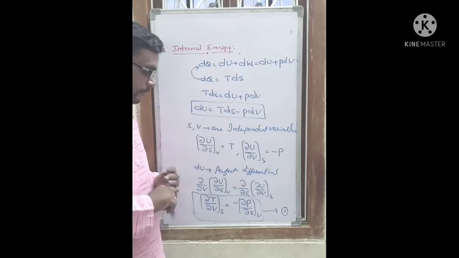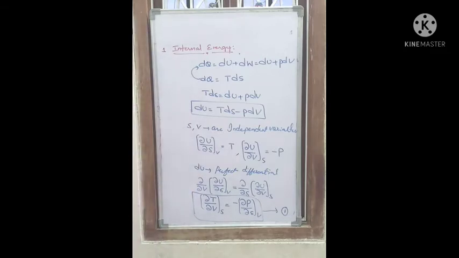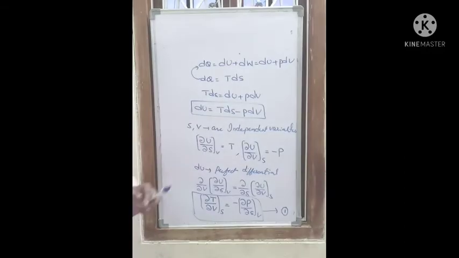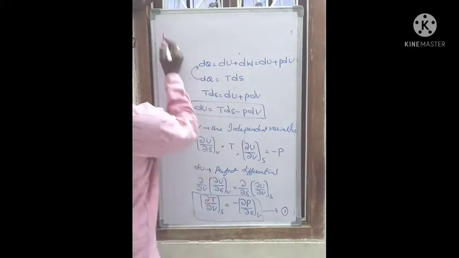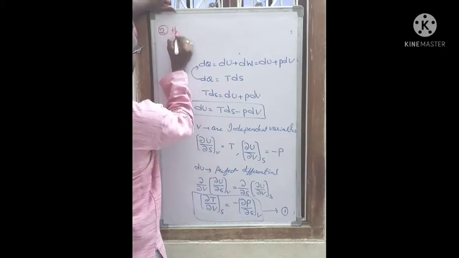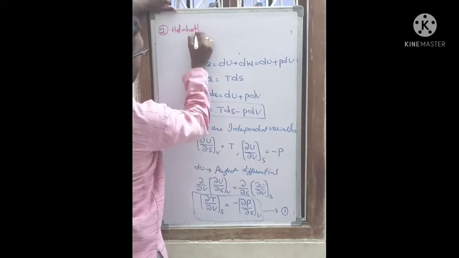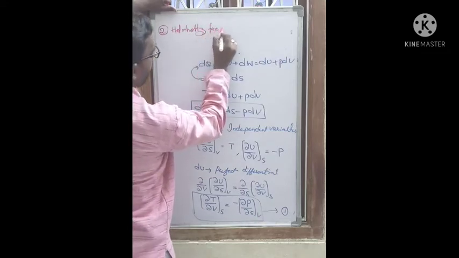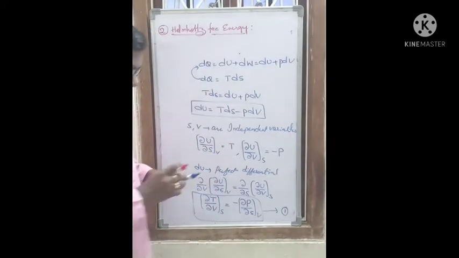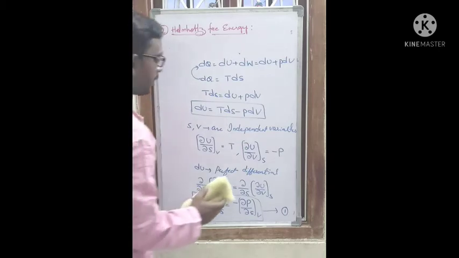Next one, the next equation we are going to derive. Carefully, you have to observe it. Next, the second Maxwell's thermodynamic equation. That means, the second one we get from Helmholtz free energy. From Helmholtz free energy, we'll get Maxwell's second thermodynamic equation.